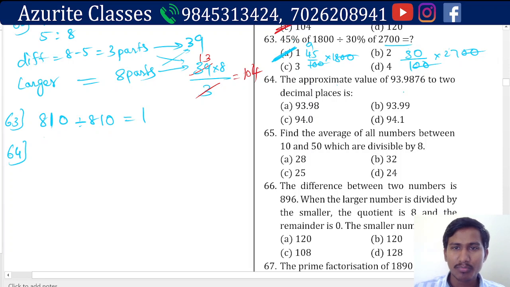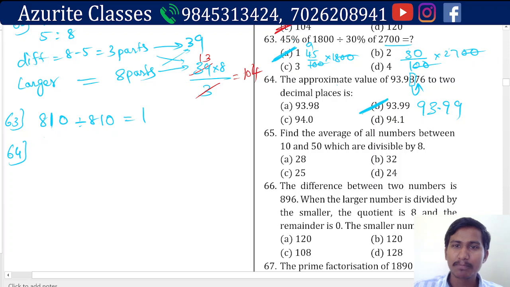What is the approximate value of this to two decimal places? Two decimal places means here we have to approximate after 8. So 7 is there, then the next digit after 7 is 8, the next digit is 9. So 93.99 will come. 93 point how much?